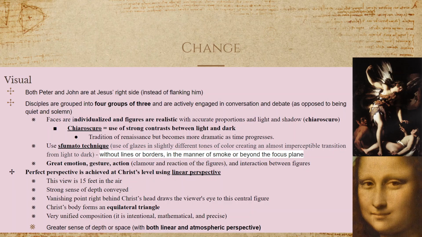We also see, instead of just grouping all 12 together and sitting or looking super samey, we have 4 distinct groups of 3. They're talking, they're debating, they're getting upset at each other, like who's going to betray who. They're reacting. We have these very individualized figures and faces. They all have accurate proportions, accurate lighting. We're seeing that chiaroscuro with the light and the dark. And that sense of drama is really coming through, where you didn't have that before. It was just, here's these 12 guys that all look the same staring at Christ. Boring. Da Vinci's like, let's not make it boring anymore.